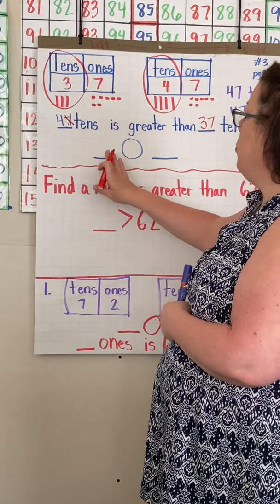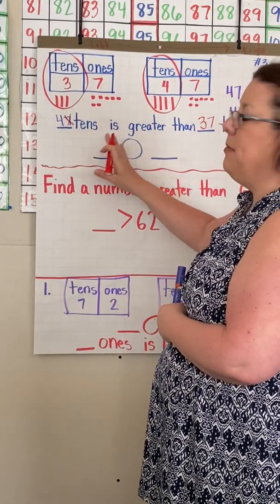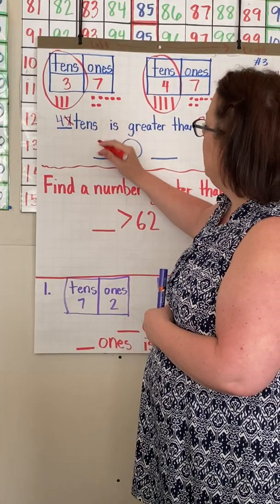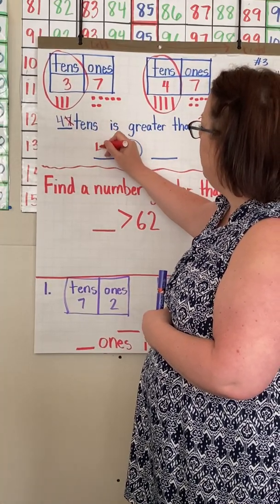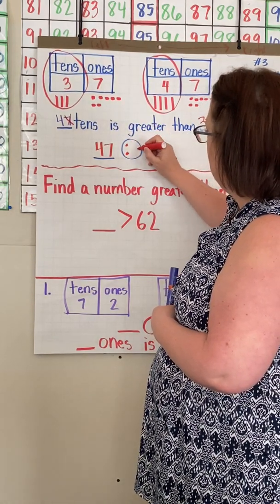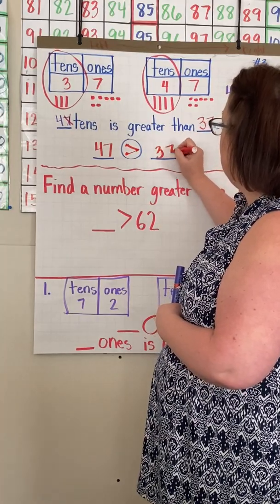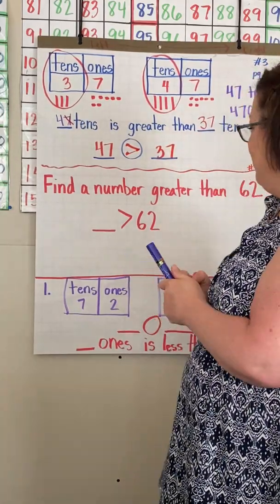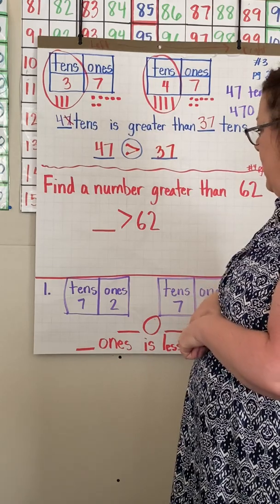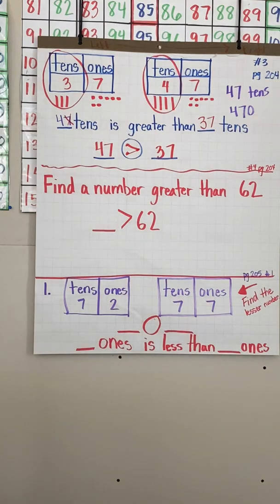So if I'm going to put the greater than over on this side, this is where my numbers go when I'm comparing them. Now I can write the whole number. 47 is greater than 37. Okay? Good job. Okay, now we are done with that lesson. You guys did a great job.